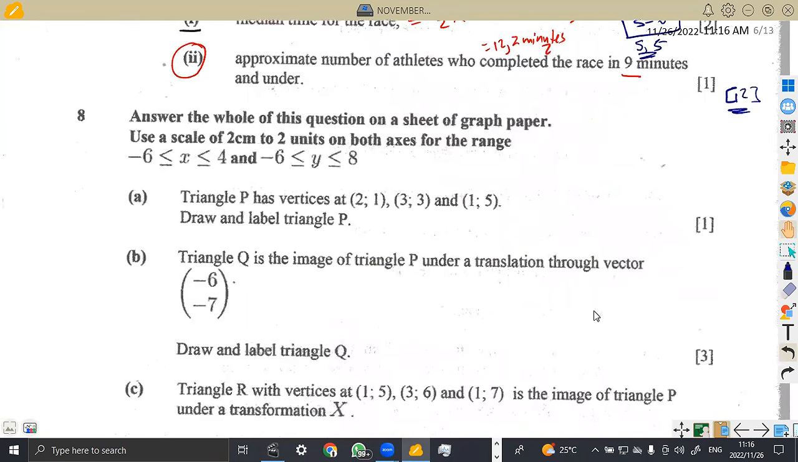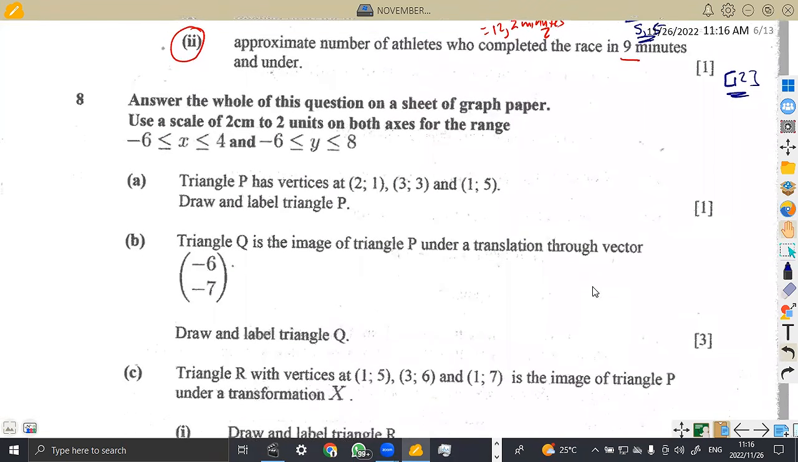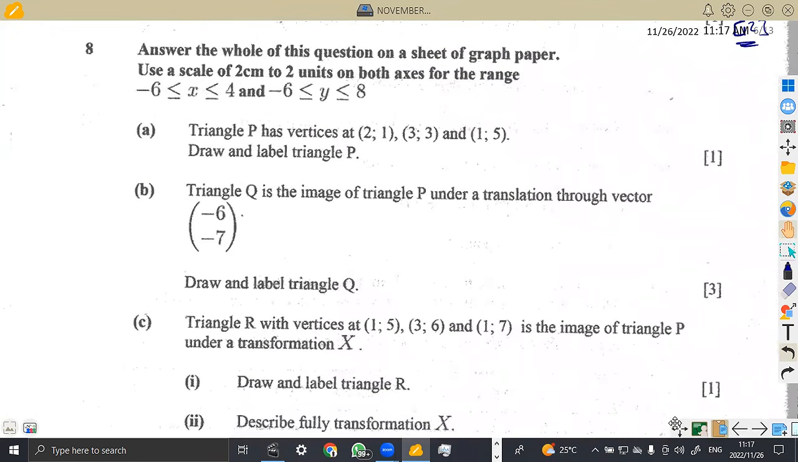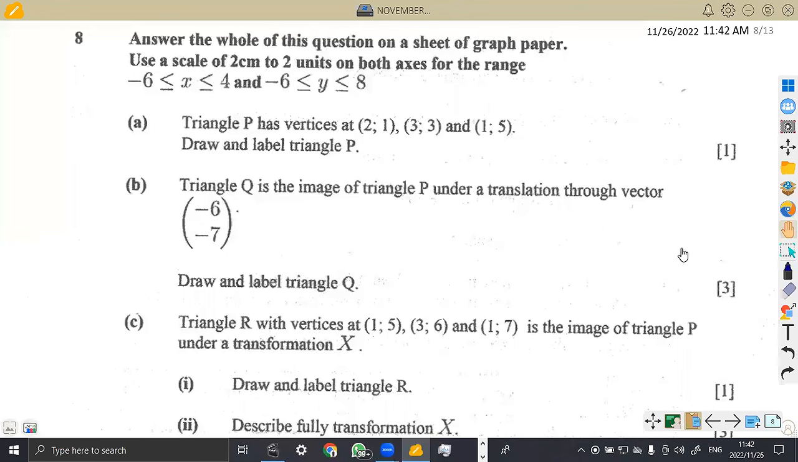Question number 8 is on construction, so we shall quickly rush through it. That is our question 8, so that we see what we're supposed to have from this. Okay, question 8. I'm just going to use this page here. So at least question 8 was transformation. We're given a scale to work on: 2 centimeters to 2 units on both axes.